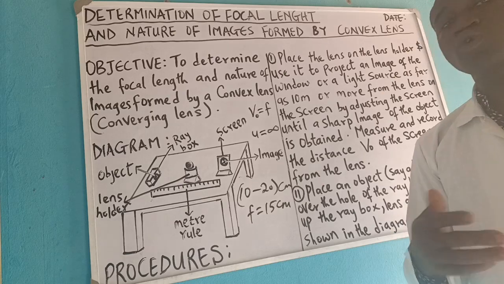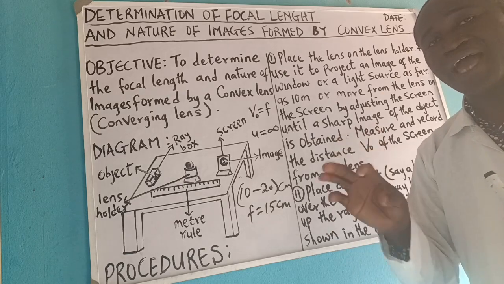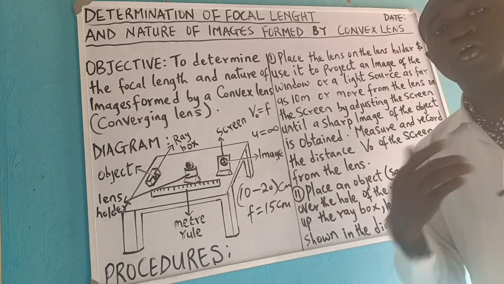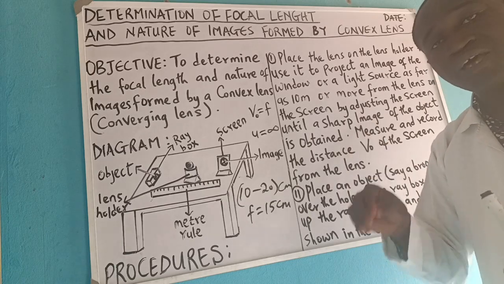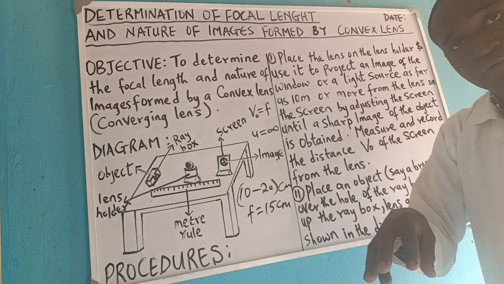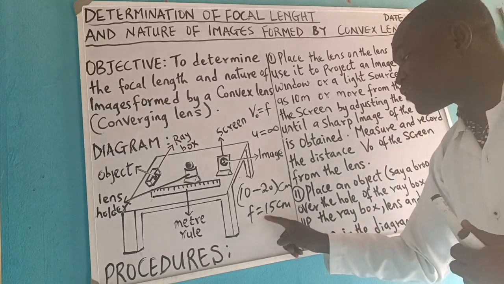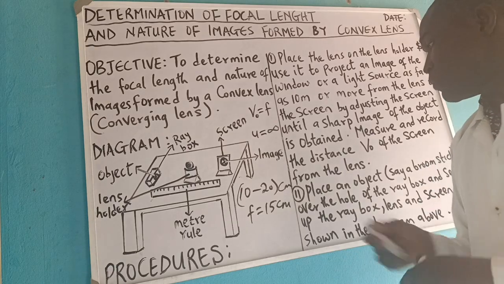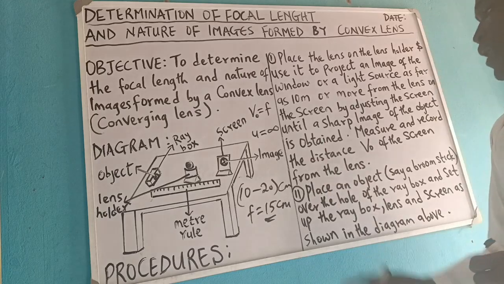But if your school does not have a specified focal length, please use f equal to 15 cm. If you couldn't get information on the focal length of the convex lens your school makes use of, use f equal to 15 cm. It is better.